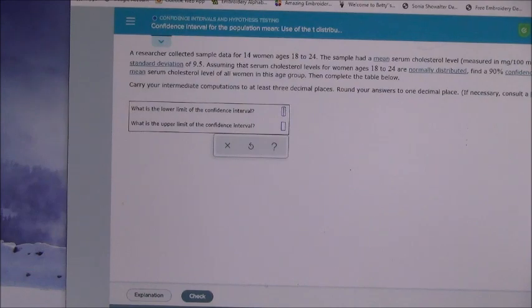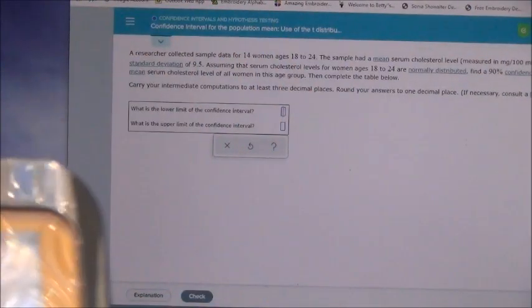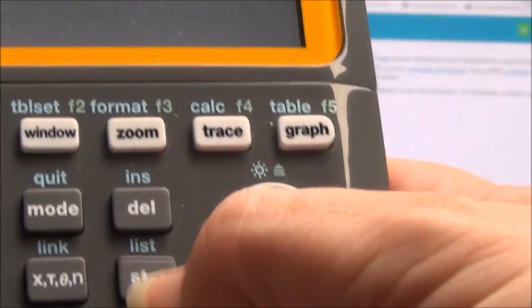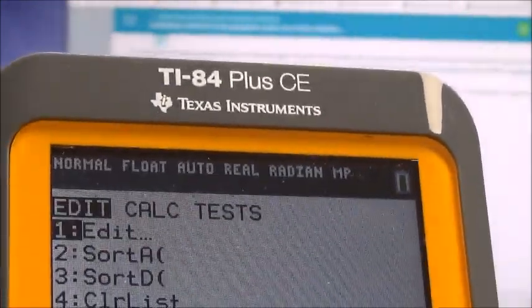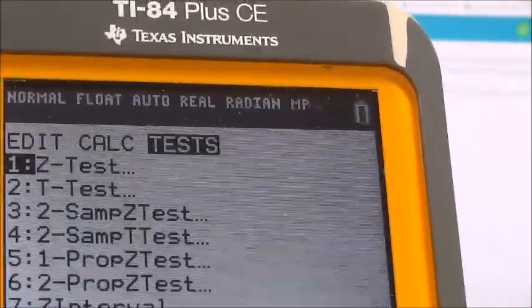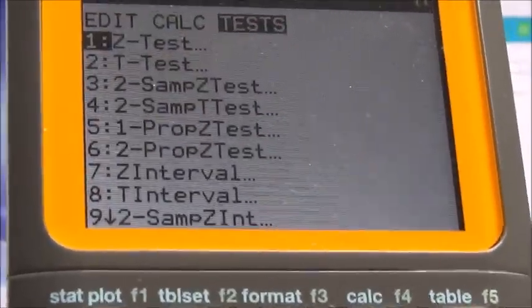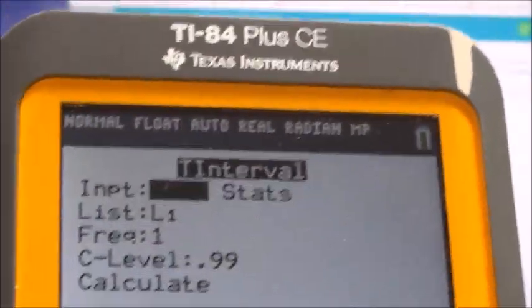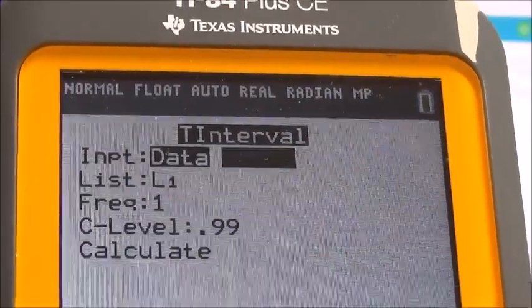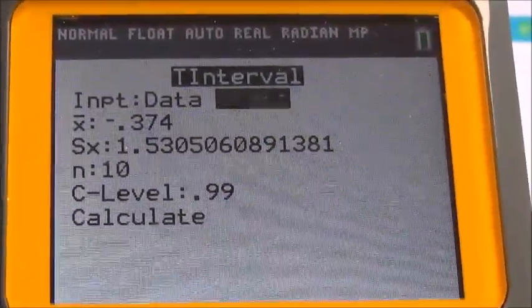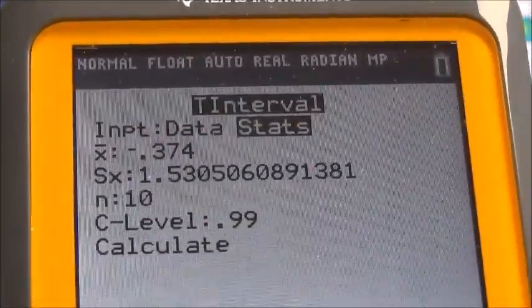So on my graphing calculator, again, I'm going to go back to my home screen. I'm just going to hit the stat button. When I hit the stat button, it gives me that menu. We want to do the tests. So this time I'm doing the T interval again, so I'm going to use number 8. Instead of doing data, I'm going to go over to stats. I'm going to hit enter on the word stats so that the cursor's blinking there. And then I'm going to put in my information.